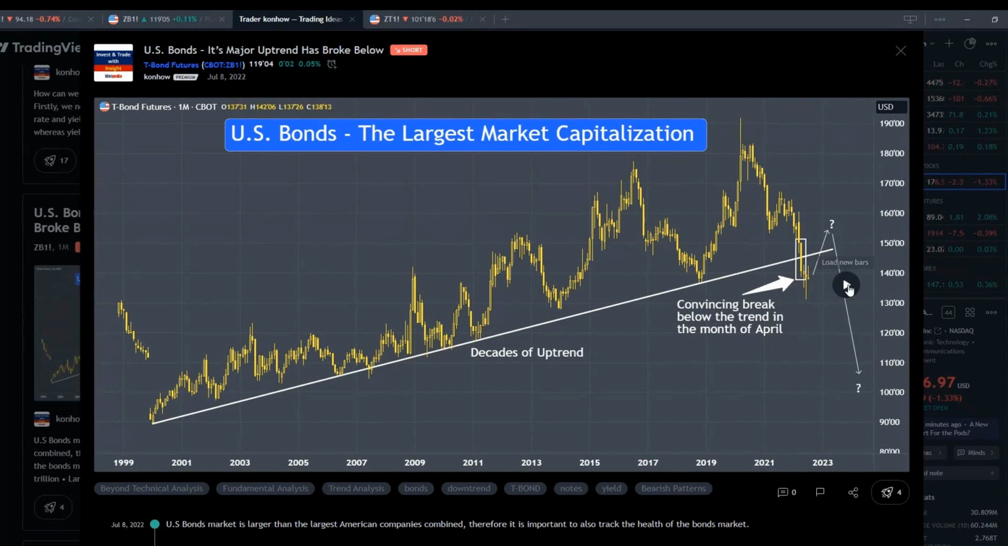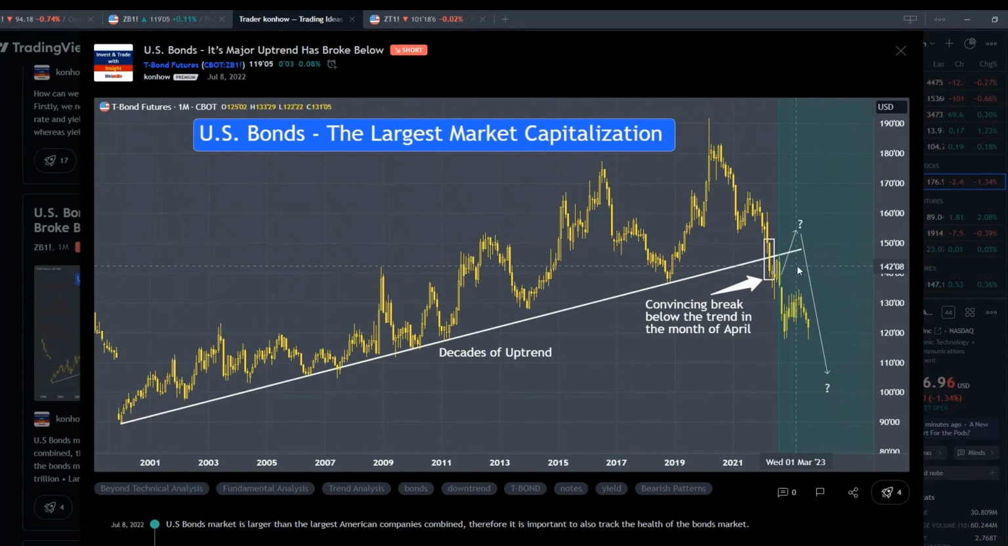Now let's take a look at what happened. We could see that as the market moved down, it retraced. And that's what I mean by sell into retracement.